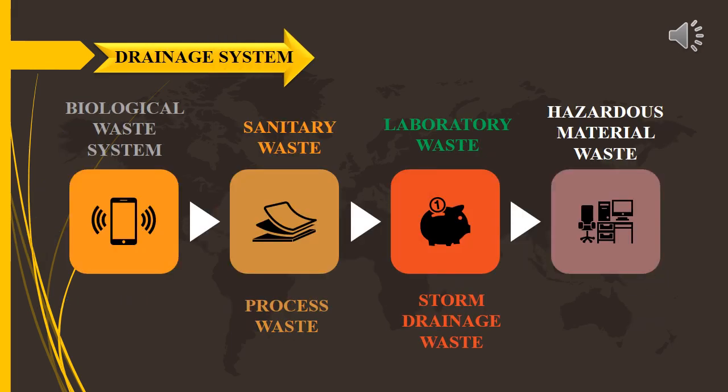Coming to the drainage system. The drainage system is made for different types of waste. First one, biological waste system, then sanitary waste system, then laboratory waste system, then hazardous material waste, process waste and storm drainage waste. So different drainage systems are made in premises for proper draining.